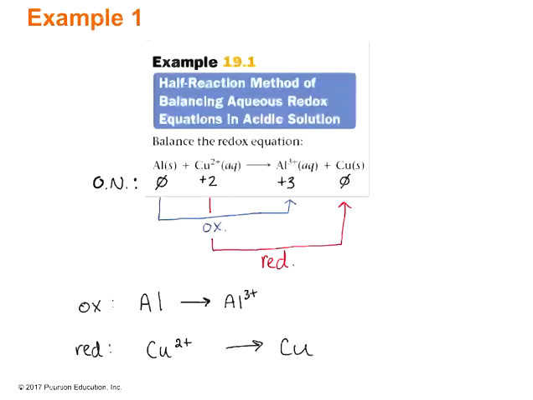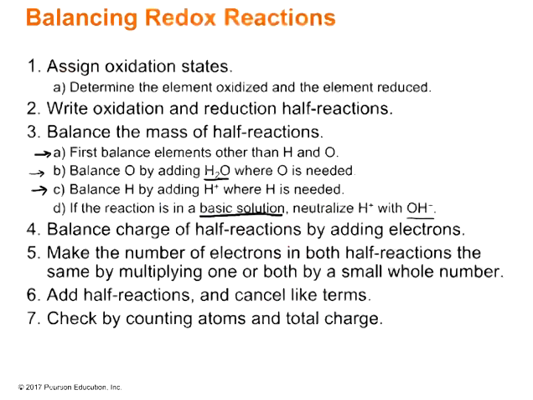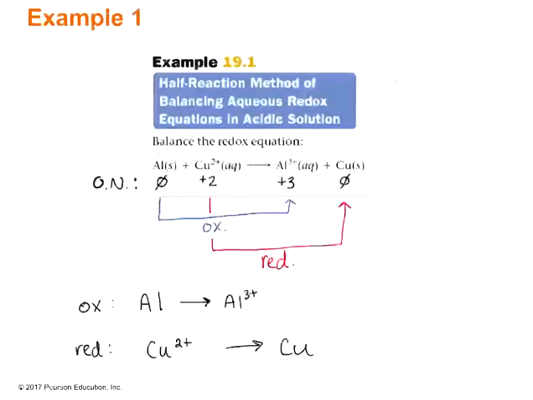So if we look at our half reactions, do we need to balance any of those atoms? No, we have one aluminum on each side for the oxidation reaction, and we have one copper on each side for the reduction. So then the next step is to balance the charge of the half reactions by adding electrons. Okay, so let's do that on the next slide.